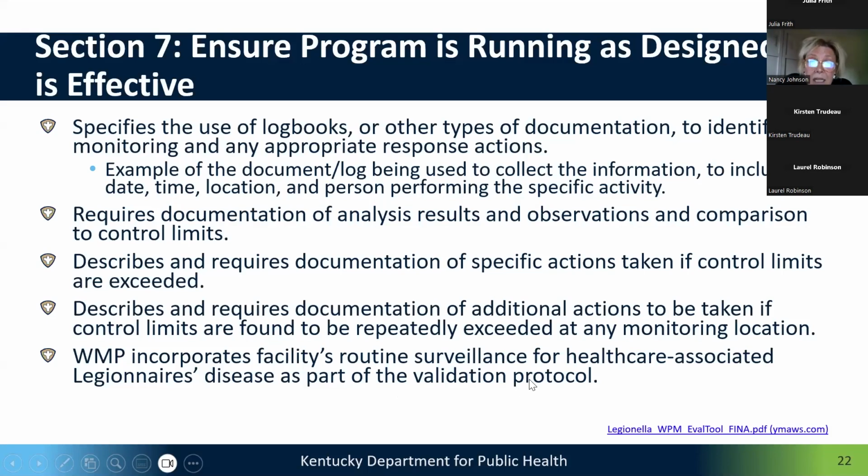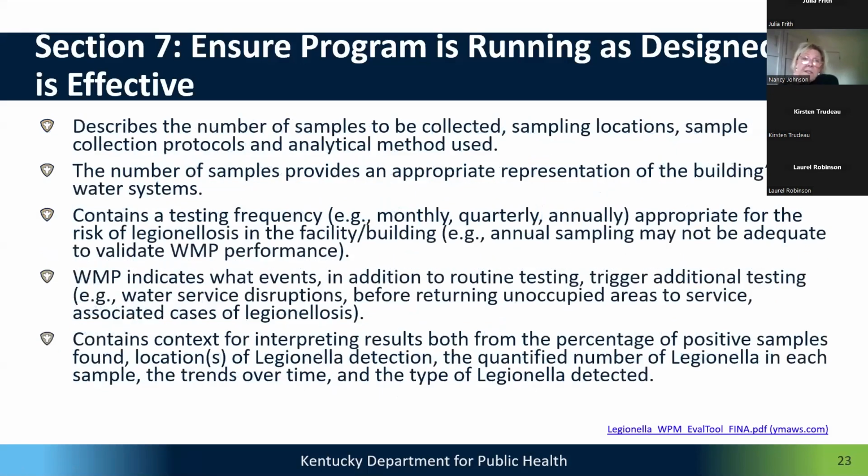So how do you do your line list? What are you doing to keep checking any pneumonia cases that come up during the course of someone's stay? You also need to describe what you want to be sampled. How many samples are being collected? Where are you sampling? What protocol is being used and what analytical method is being used? And is this an appropriate representation of your water systems? This applies for chlorine, for your disinfection levels, for your temperature levels, pH if you're going to test that, but then also if you're going to be testing for Legionella itself.